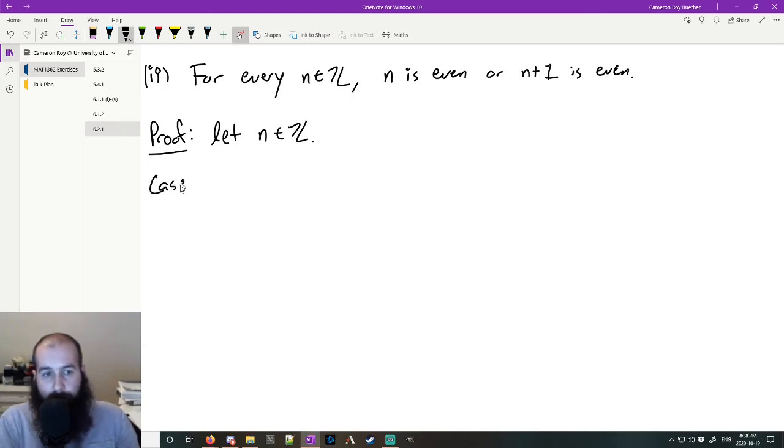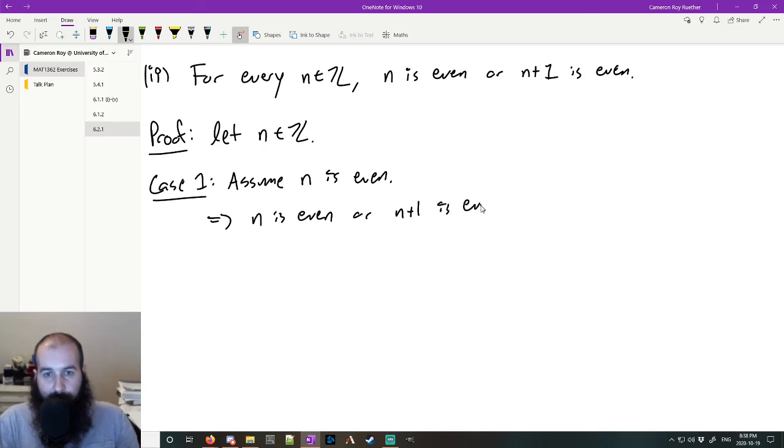So case 1, assume n is even. Well, if n is even, we already have part of our or statement true, which means that the or statement is true. So this implies that n is even, or n plus 1 is even, trivially. So in this case, we have our or statement. In case 2, we can assume n is odd. That's the only other case.